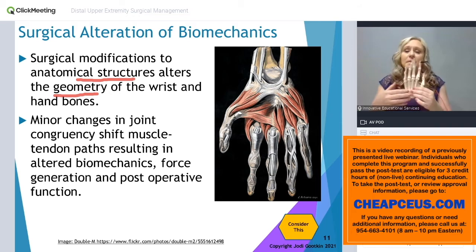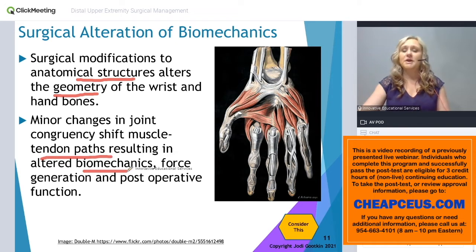occur. And any minor changes in this alignment can lead to a significant change in those muscle tendon paths that changes the biomechanics that may alter the amount of force that can be generated. There are instances where scar tissue can develop, and edema can occur within all of the different layers and muscles and other soft tissue structures that can inhibit movement, and we need to consider this during healing. So it's important to be aware of all this through the rehab process.